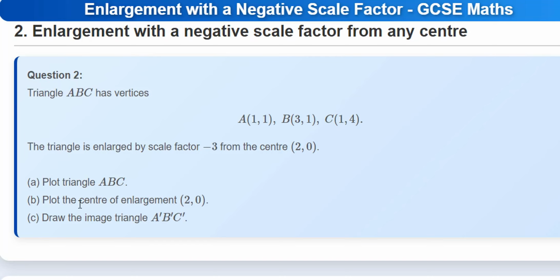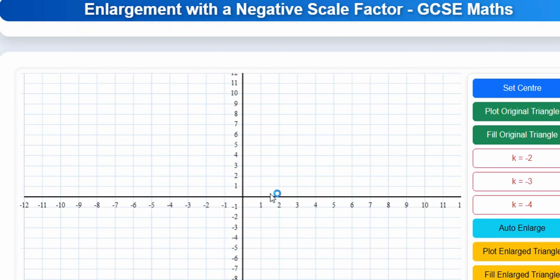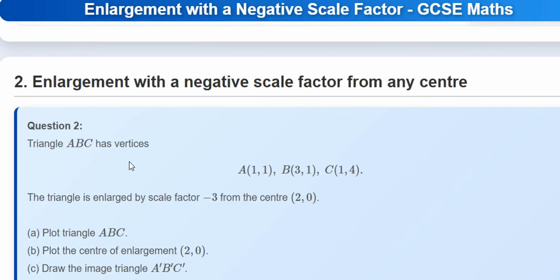It says plot the center of enlargement, and the center of enlargement is (2, 0). So when I come to my graph here on green, I can set the center of enlargement at 2, 0, somewhere there. That is the center of enlargement. And then we can plot first the original triangle as we are told, and then we can plot the enlarged one, and we see how it behaves.